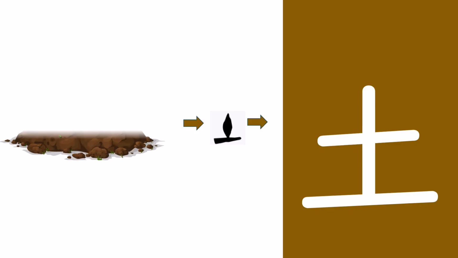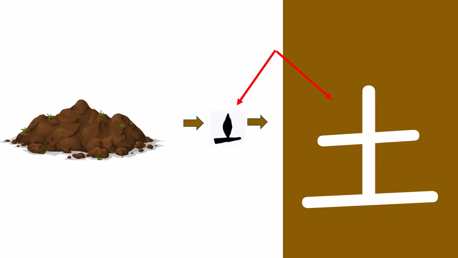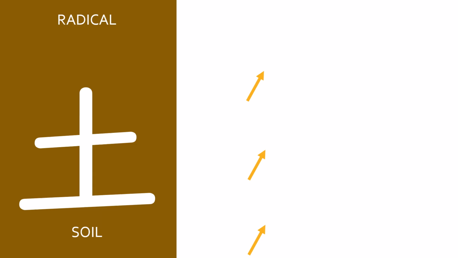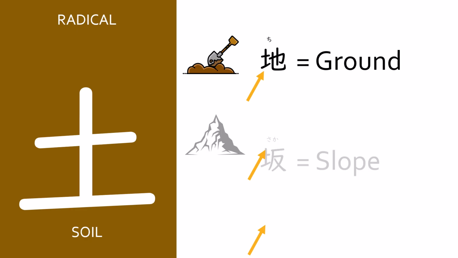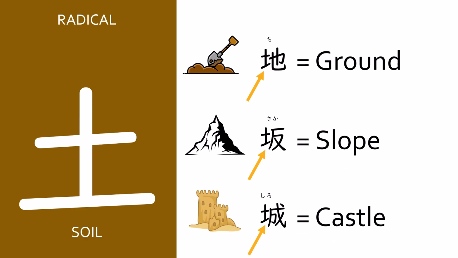The kanji for soil was a pictogram of a lump of soil on the ground. Eventually, the black dot in the middle became a vertical stroke. The kanji for soil can also act as a radical. The examples we have are ground, chi, slope, saka, and castle, shiro.